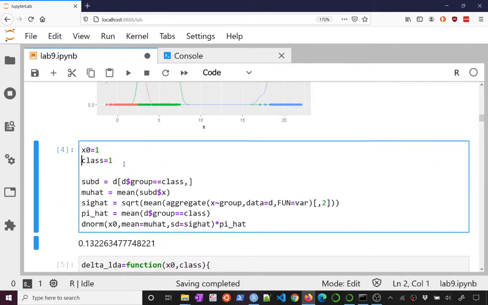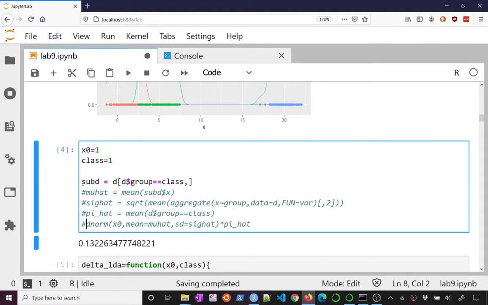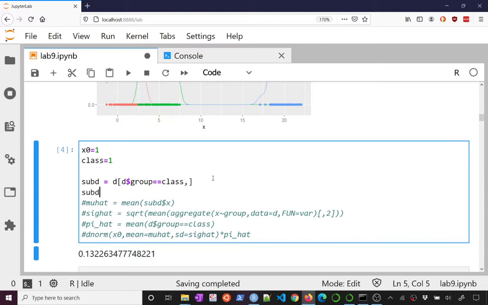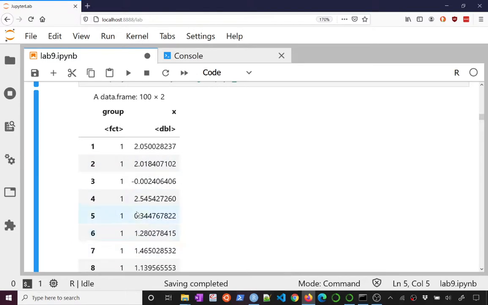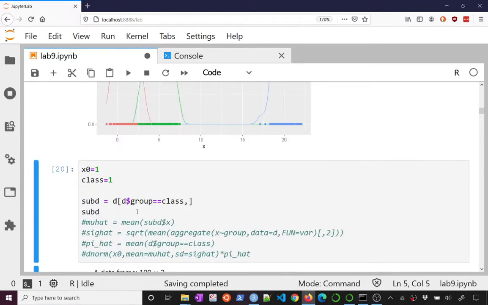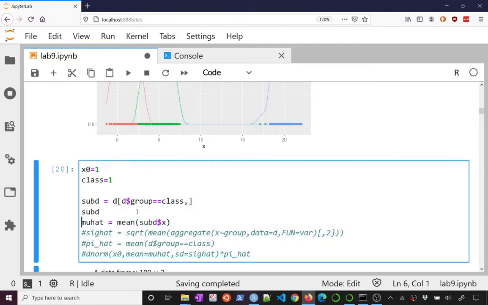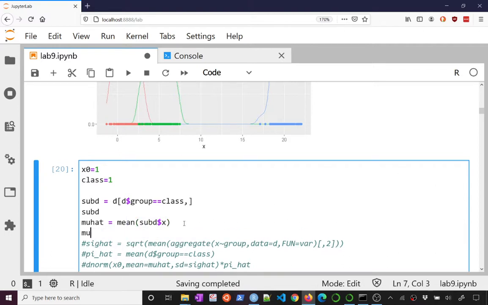That's what we expect. If I fix my class variable to 1, I could calculate my delta_c of 1. How would I do that? Let's comment these out for now. First, I'm going to grab all the group 1 data. If you remember the formula, the parameters I need are the means for the groups, the overall variance, and the prior probabilities, the pi's for the groups. So my mu hat for group 1 would be just the mean of these things.